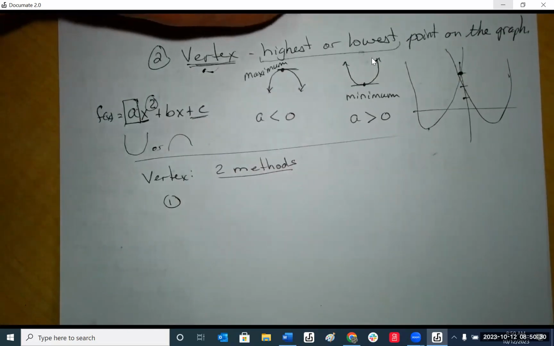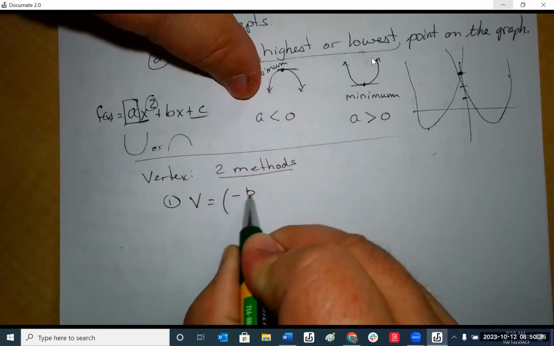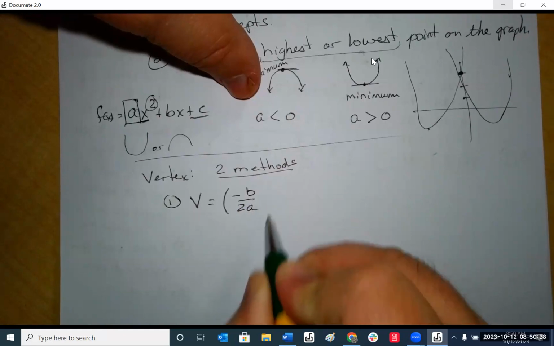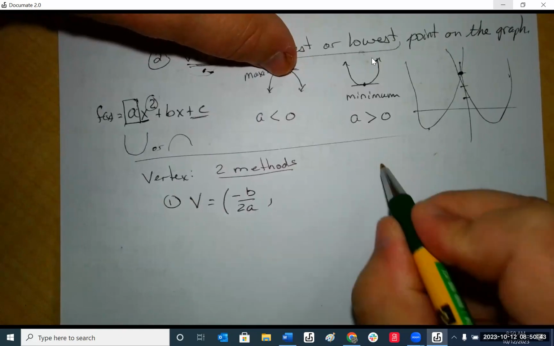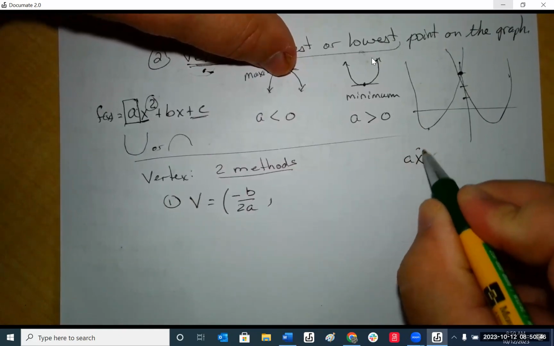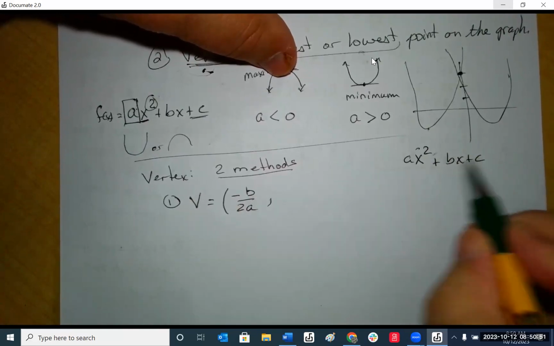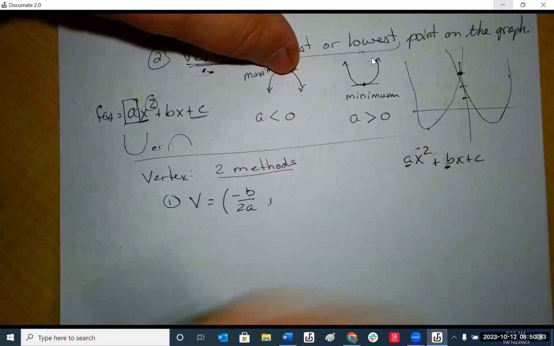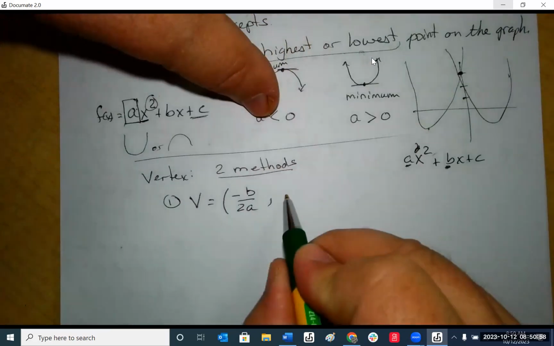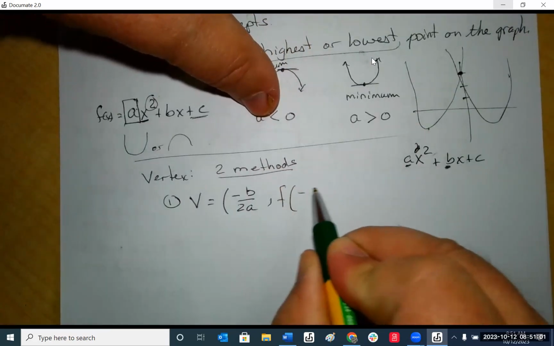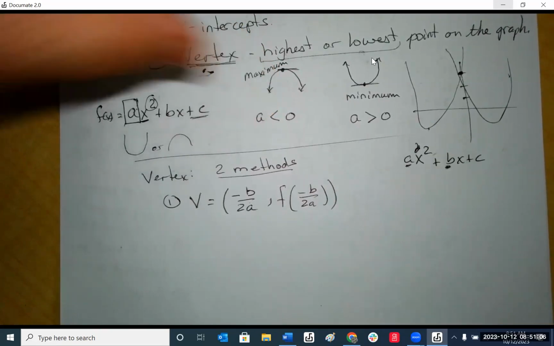The first is algebraically. Negative b over 2a. Remember, an equation is ax squared plus bx plus c. So you're using the coefficients of the x squared and the x. Once you get that number, you put it back in the equation, and that gives you the y value of the vertex.